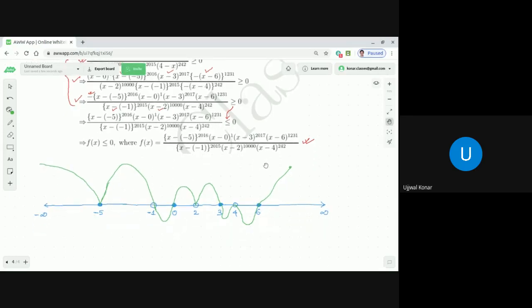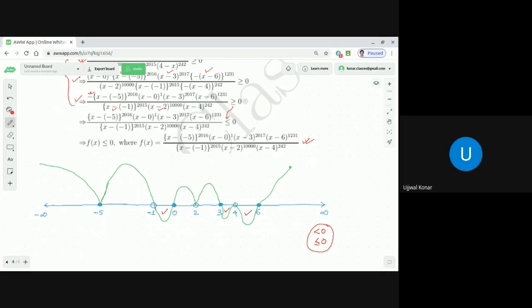Very simple. What is the solution here? f(x) is less than or equal to 0, na? Less than or equal to 0 means our concentration should be below the number line. If you remember, below the number line is where we discuss less than 0 or less than or equal to 0. Correct, na? So now let's find the portion of the curve where it is below the number line. This is the portion, this is the portion, this is the portion, correct?